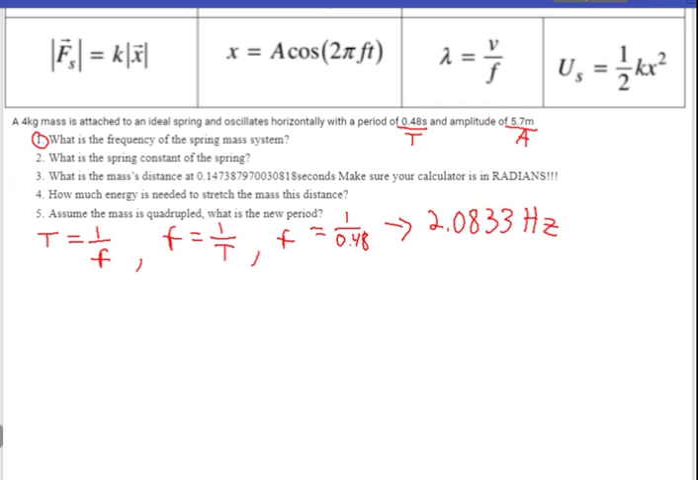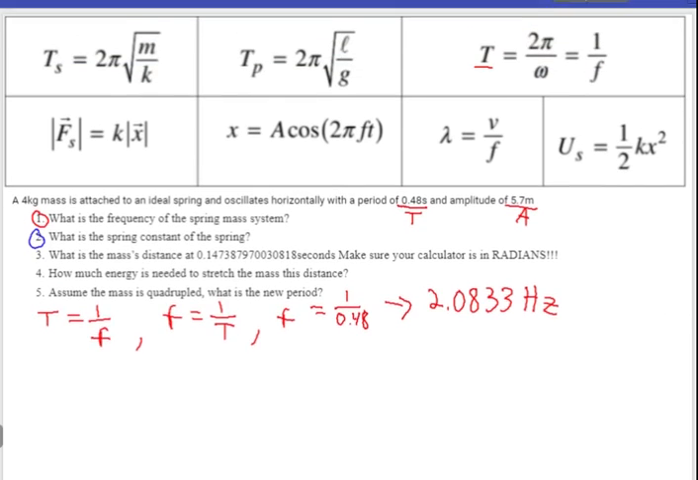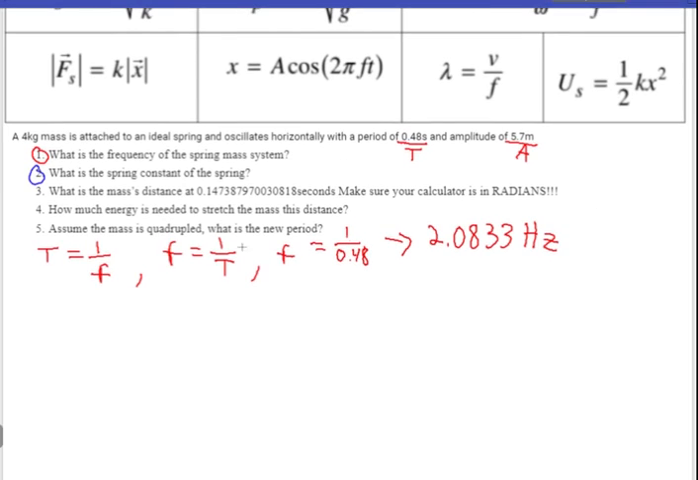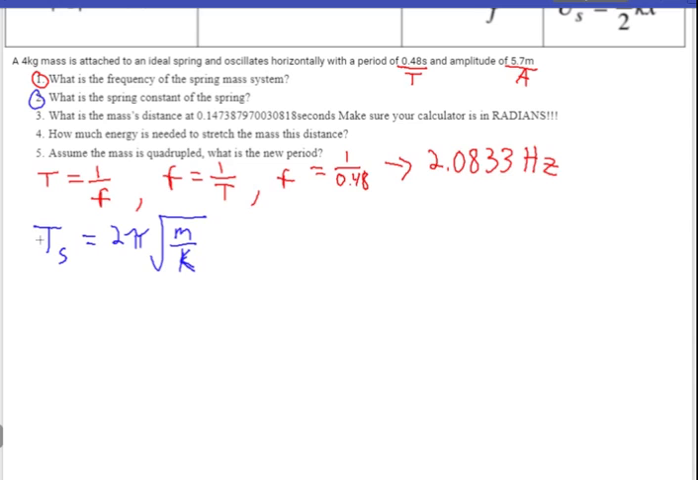Number two says, what is the spring constant of the spring? So in order to figure out the spring constant, we know the period. We're going to have to use our period equation up here. So I'm going to take that and bring it down here, where I have period of the spring, that's what that little s stands for, is equal to 2 pi times the square root of m over k. So if I need to get k by itself, I got to rearrange this equation a little bit. So I'm going to first divide by 2 pi to get the m and k on the same side and by itself. Now I have the square root of m over k, so I need to square both sides of this equation.